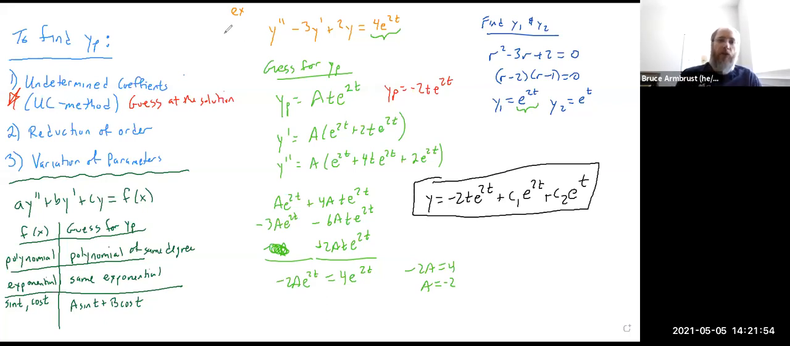So let me show you. We'll use this same differential equation. We'll just change the non-homogeneous part. So instead, let's just make this equal cosine of t.